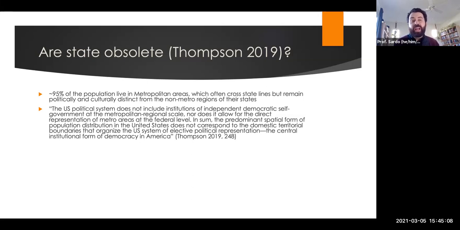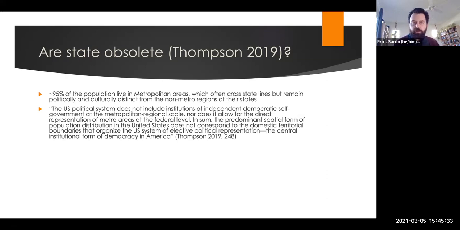So the Bay Area, right? Or Southern California, or the Chicago metro area, or the New York metro area. Nor does it allow for the direct representation of metro areas at the federal level. In sum, the predominant spatial form of population distribution in the United States does not correspond to the domestic territorial boundaries that organize the US system of elected political representation.